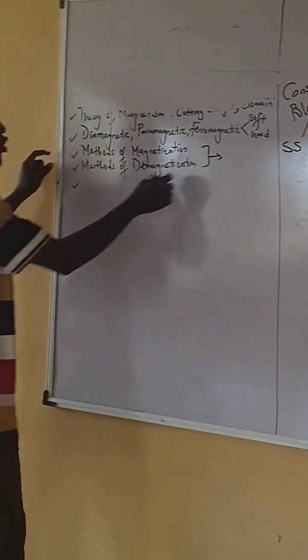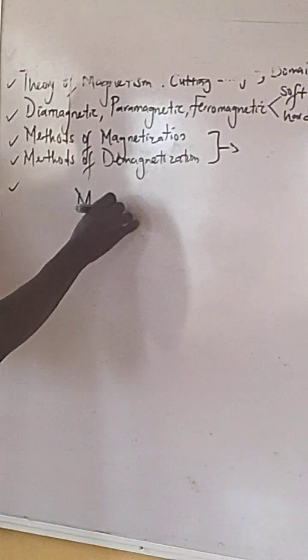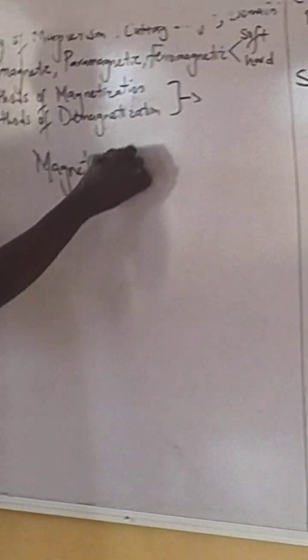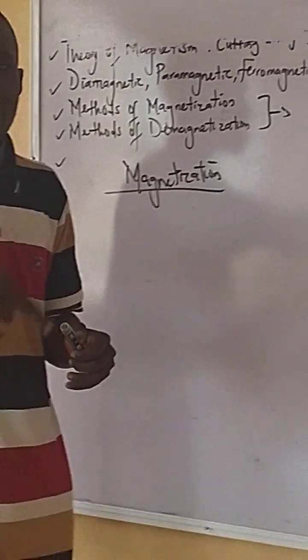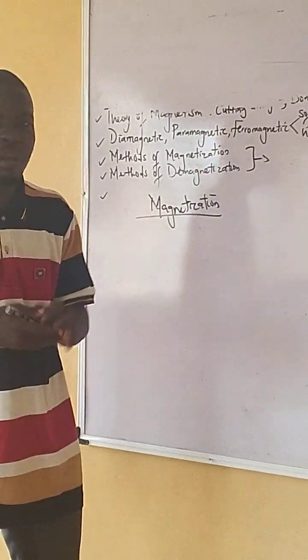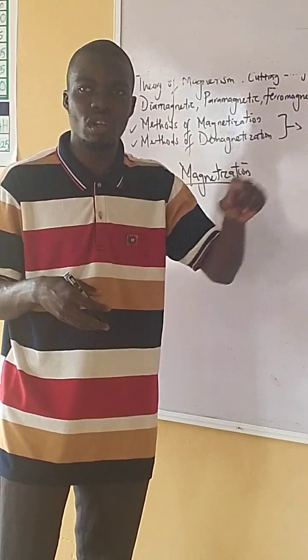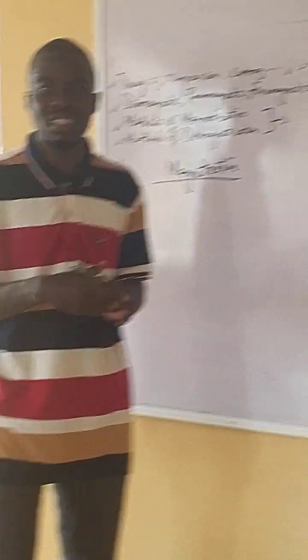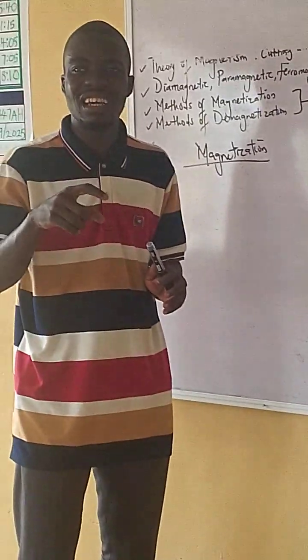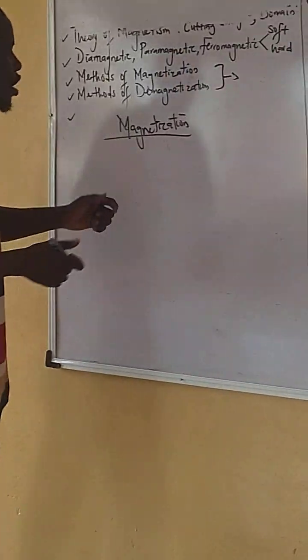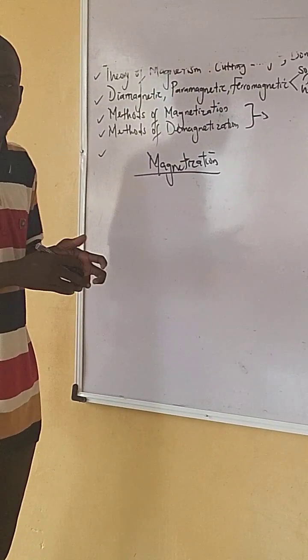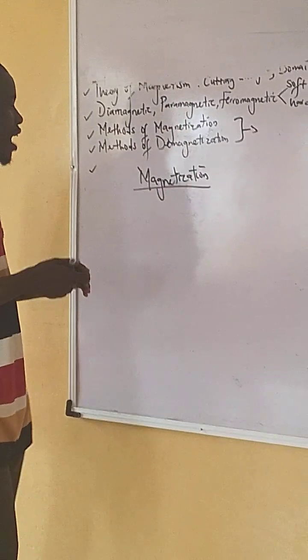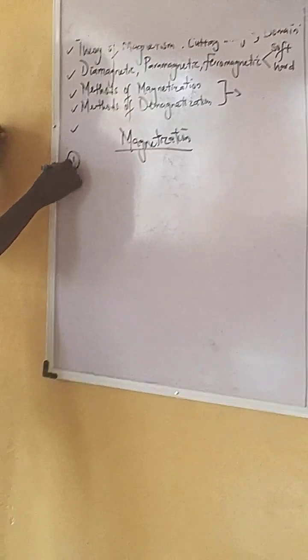So now we have method of magnetization. Follow me now. We have method of magnetization and we have method of demagnetization. Under the method of magnetization, how do we magnetize? Magnetization is the process of making a magnetic material a magnet. You remember in the first episode, or was it the second one, that I talked about magnetic material and non-magnetic material. What did I call magnetic material? These are materials that can be made into magnets. If I want to make them into magnets, I told you we'll do it through magnetization.